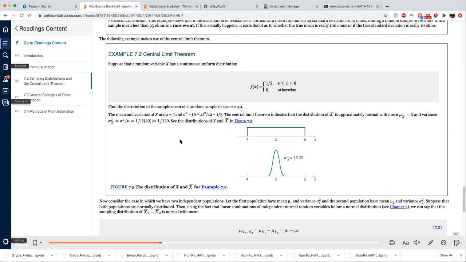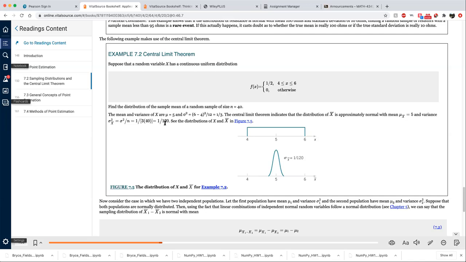Since mu is (a plus b) over 2, this is the formula for the continuous uniform distribution. A is 4, b is 6, so we get 5. And then sigma square is (b minus a) square over 12. So then, using the central limit theorem, we can calculate the mean of the sample mean and the variance of the sample mean, mu x bar and sigma x bar square. The central limit theorem indicates that the distribution of x bar is approximately normal with mu x bar equal to 5 and variance sigma x bar square equal to sigma square over n. Because n is 40 and sigma square is 1/3, we get 1/3 over 40, which is 1 over 120.